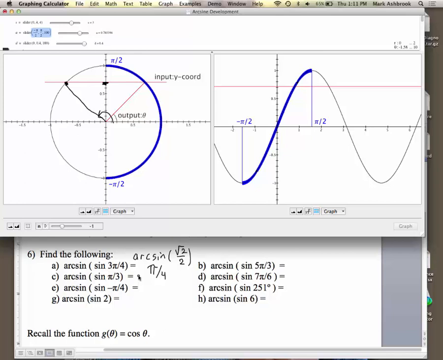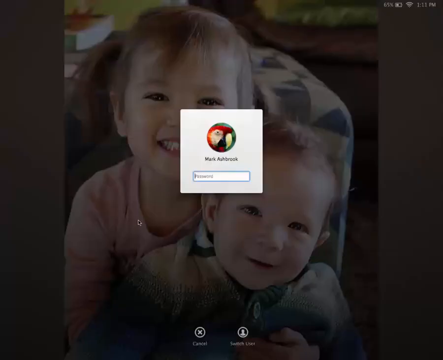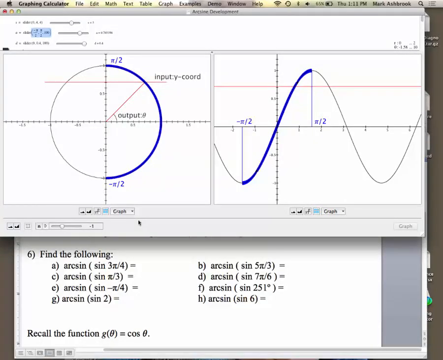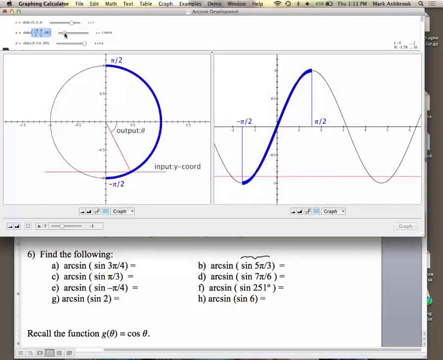Okay. B. What's sine of 5 pi over 3? What is sine of 5 pi over 3? How about what quadrant is it in? Fourth quadrant. And the sine is negative square root of 3 over 2, right?